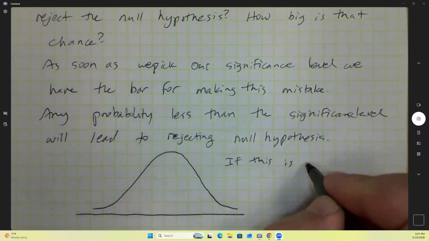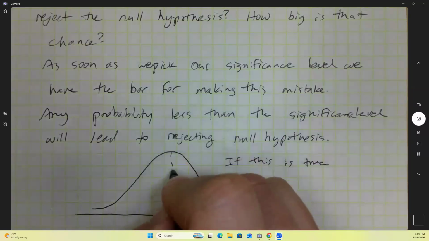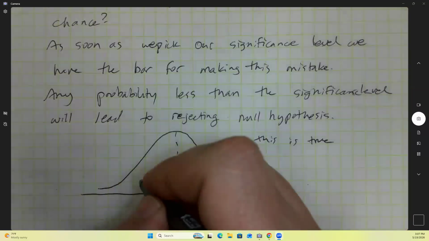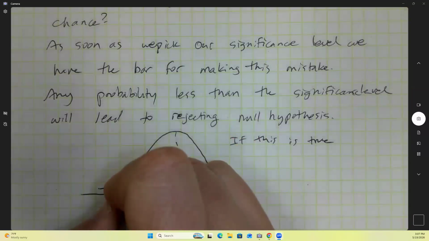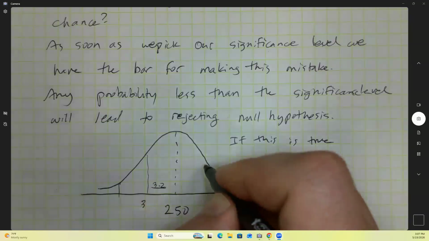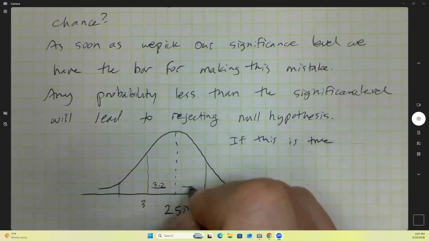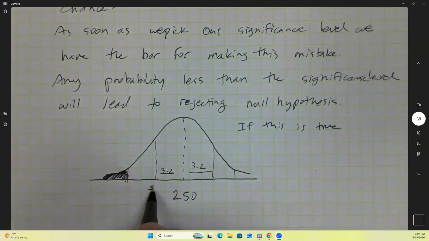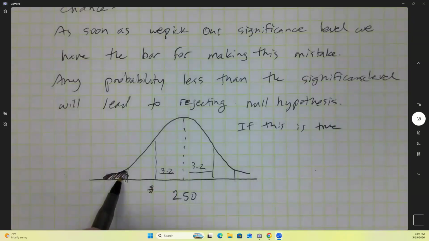If this picture is true, where the mean is in fact 250, the expected value, and each step here is 3.2, then if this is our rejection region, if these probabilities represent when we're going to reject, anytime we're in here, it's telling us there's a 5% chance that we shouldn't be in here.